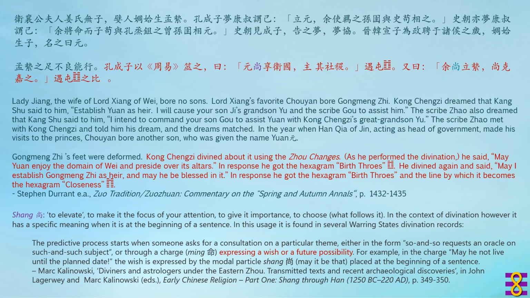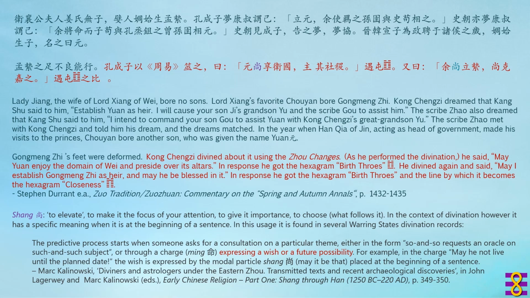Okay. By the way, there is a lot of name dropping in these examples, not only this one, but also in future examples. So please bear with me. I'll try to explain the names whenever possible, so that you know who the names are referring to. "Lady Jiang, the wife of Lord Xiang of Wei, bore no sons. Lord Xiang's favorite, Chao Yan, bore Gongmeng Zhi." Chao Yan was one of the concubines of Lord Xiang.